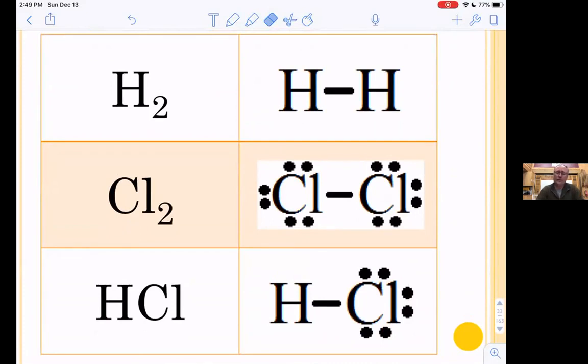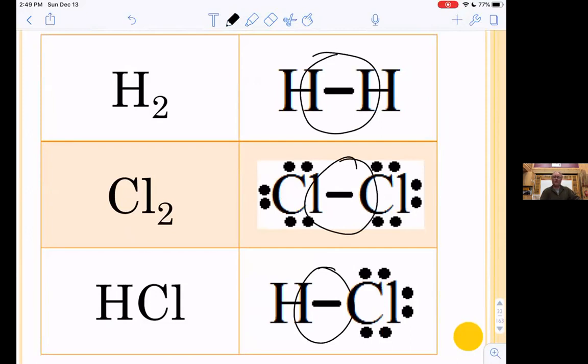So here are 3 different species, 2 of them diatomic, and then of course HCl. You see that they have individual bonds between them, single covalent bonds between them. That is a sharing of a single pair of electrons, usually one donated from one atom and one donated from another atom. That's not always the case, but it is in the case with all of these. And so those are all single covalent bonds.